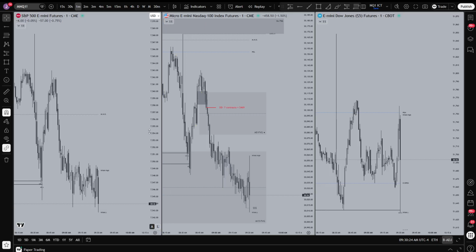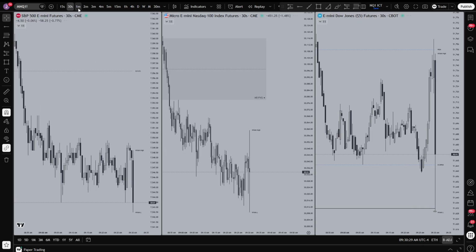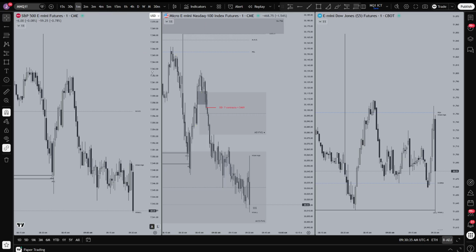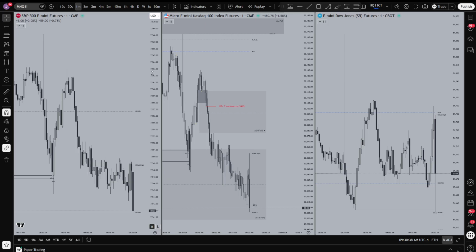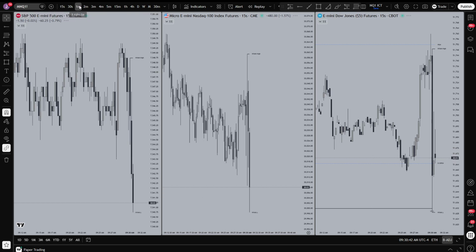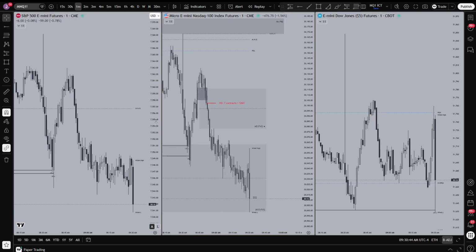All right. Okay. Did not come up for the 5 minute. Holy shit. How big of a candle is this? Like 60 points, damn near. Holy shit, wow.